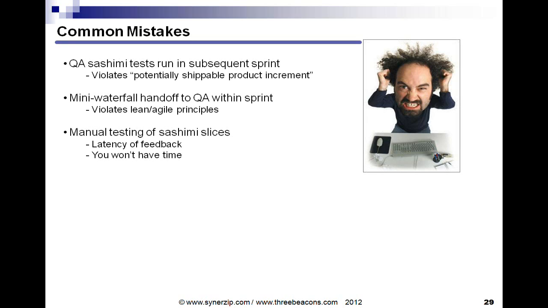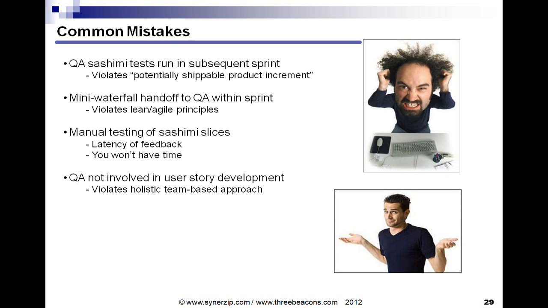Another common mistake is manual testing of sashimi slices. Now, I have seen this work in 1-month iterations or 1-month sprints, but it was very costly and definitely inefficient. I have never seen this work well in a 2-week sprint. So the shorter the iteration, the more you will need automation, and you just won't have time to do manual testing.